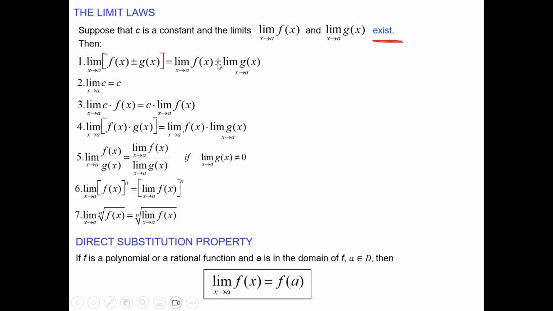The limit of the sum and difference is the sum and difference of the two limits. The limit of a constant is the constant, and the constant multiple.